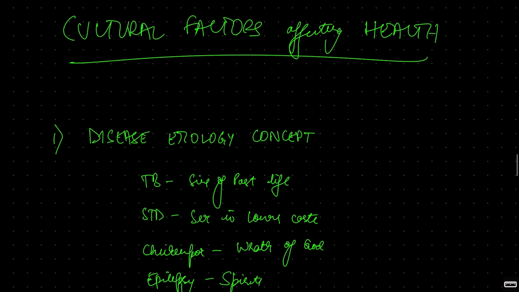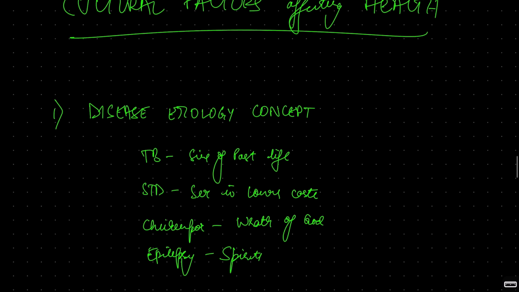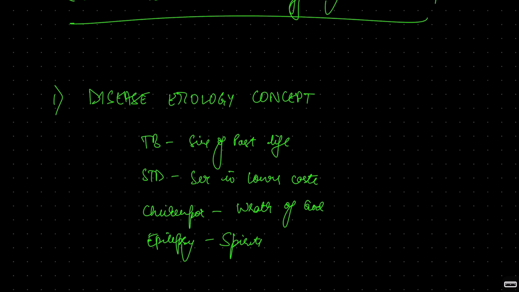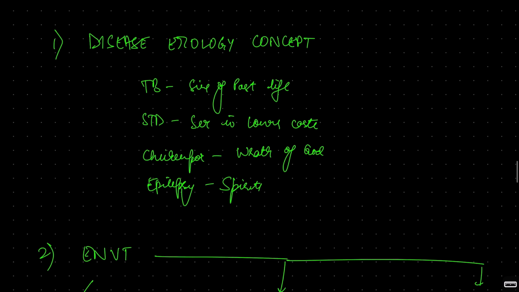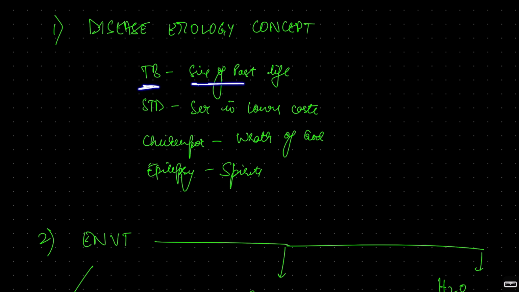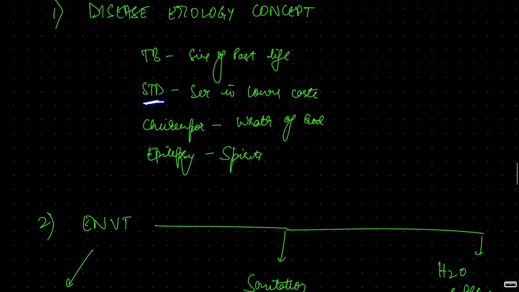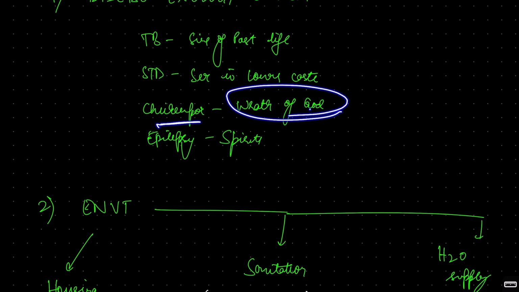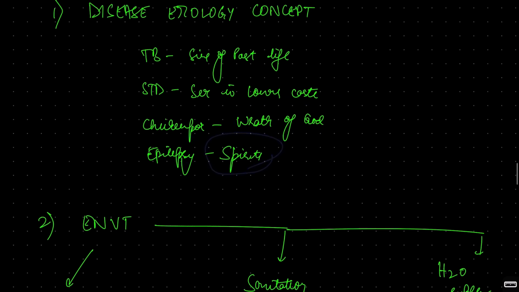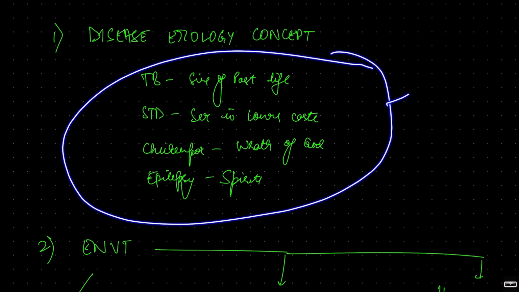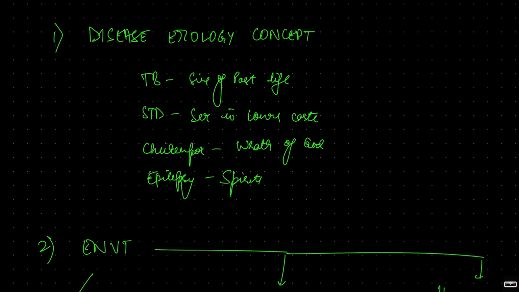Next, coming to cultural factors affecting health. In India, we have various diverse cultures, which all have various superstitions, stereotypes, and stuff like that. Coming to some cultural factors regarding the concept of disease etiology: some people think that TB is because of sins of past life. Sexually transmitted disease is because of sexual intercourse with lower caste women. Chicken pox is because of the wrath of God, and epilepsy and mental health disorders are due to spirits taking over them. These are all some cultural practices when it comes to the concept of disease etiology.